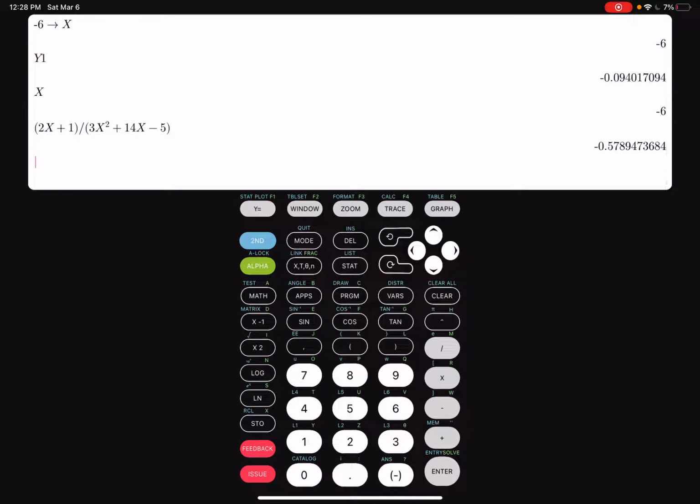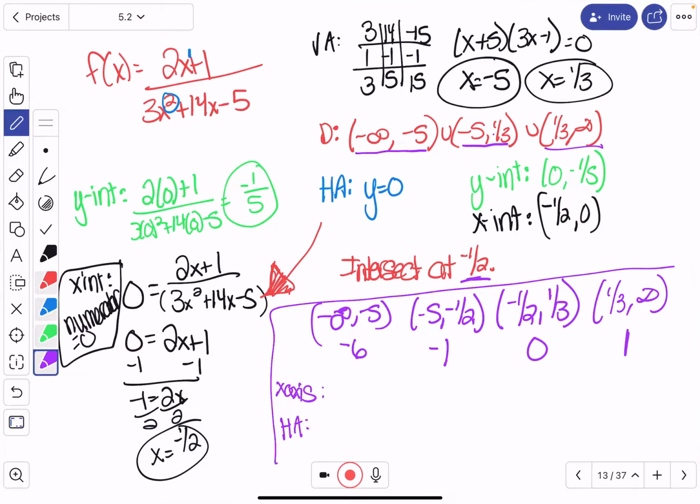So we get negative 0.58. So in our chart, it's below the x-axis and below our horizontal asymptote. Then I'm just going to repeat that with each x value. So if I store negative 1 in for x, I get 0.06, which is positive. If I put 0 in for x, I get negative 0.2, so that's negative. And if I put 1 in for x, I get positive 0.25. So now we know in each of those intervals whether we're going to be positive or negative.